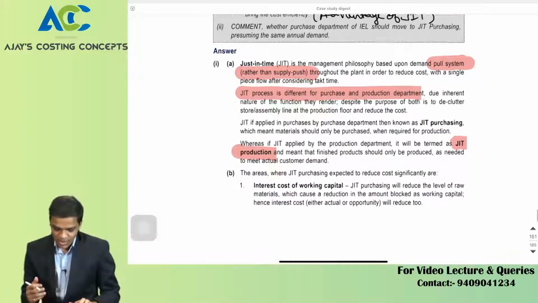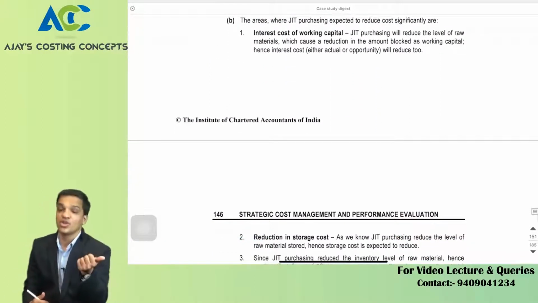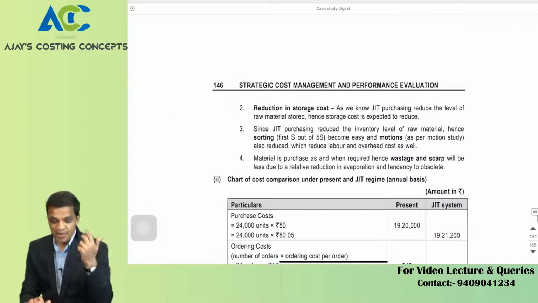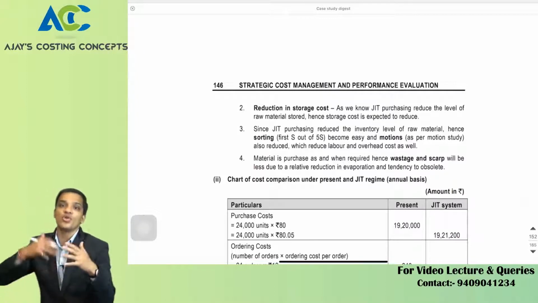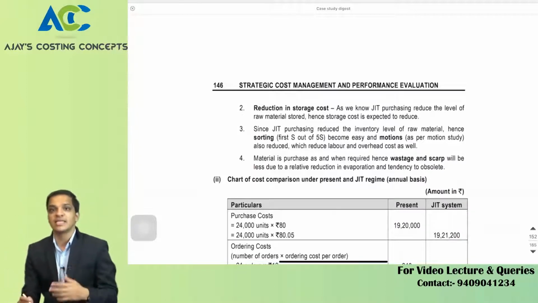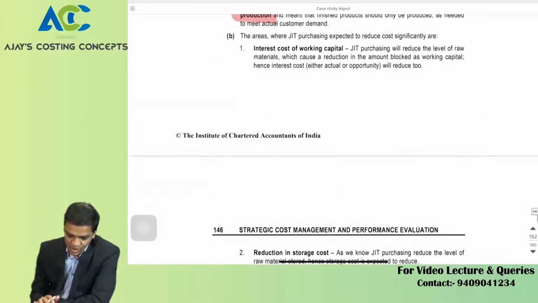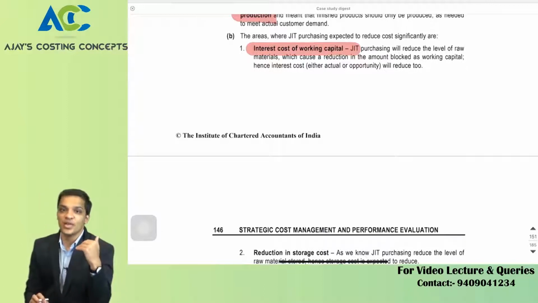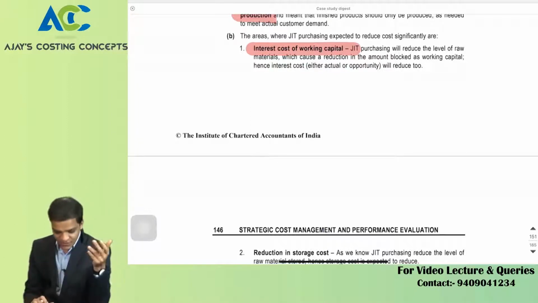Now, next, what are the three areas where just-in-time is expected to reduce cost? The first is interest cost of working capital, second is carrying cost, and number three is wastage and scrap, because the more you carry and store, there are times there would be wastage and scrap. Very important, the first one is interest on working capital, because you will not have inventory in storage. So, there is no question of blockage of working capital in that inventory.